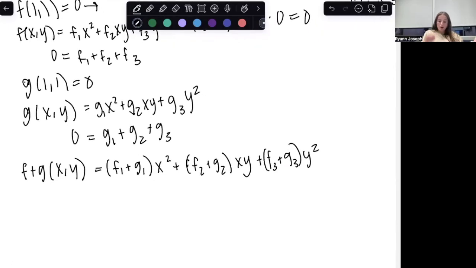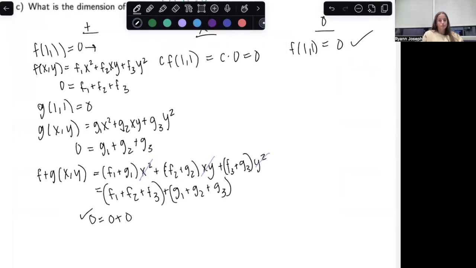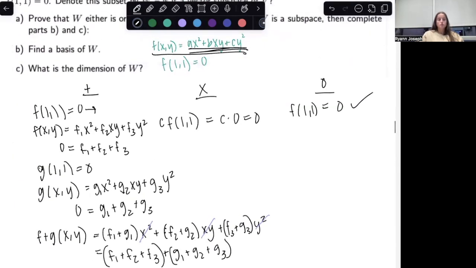I can then pull all of them out, and we know that the property holds if we set all of these equal to 1, so this is 1, this is 1, and this is 1. Then we can rearrange, obviously, so that f1 plus f2 plus f3 plus g1 plus g2 plus g3 is 0 plus 0. Closed under addition. So this is a vector space.